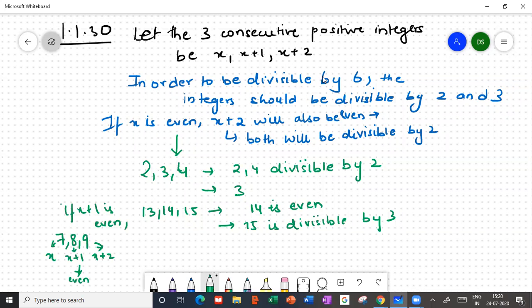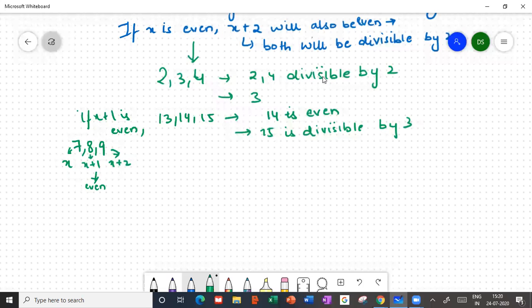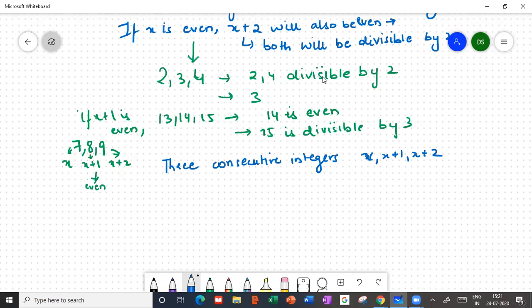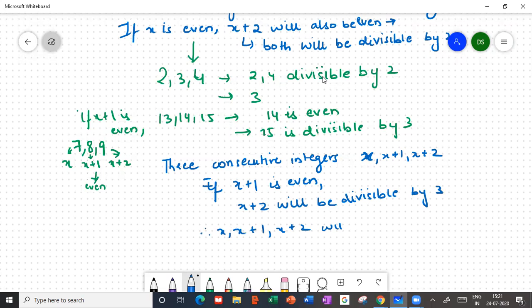Actually in your answer key, they have explained it like this. You take three consecutive integers x, x plus 1, x plus 2. If x plus 1 is even, x plus 2 will be divisible by 3. Therefore, x plus 1 and x plus 2 will be divisible by 6.